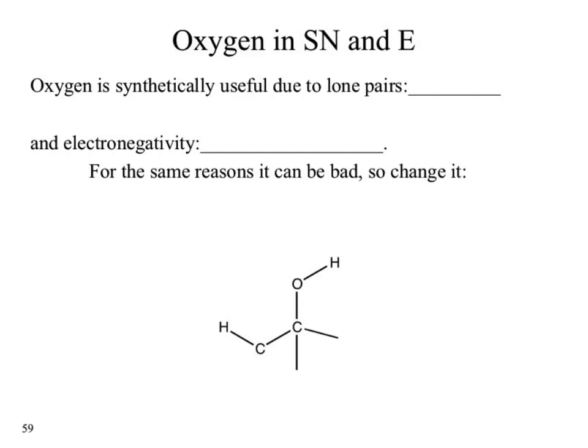Next big part, oxygen in substitution and elimination. We've already kind of looked at these. Oxygen is synthetically useful because of its lone pairs. What do the lone pairs do? They provide electrons, which would mean it could act as a nucleophile, or it could act as a base.